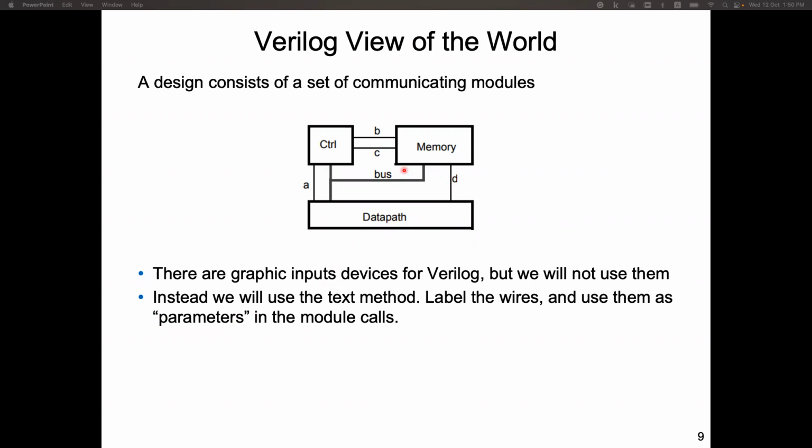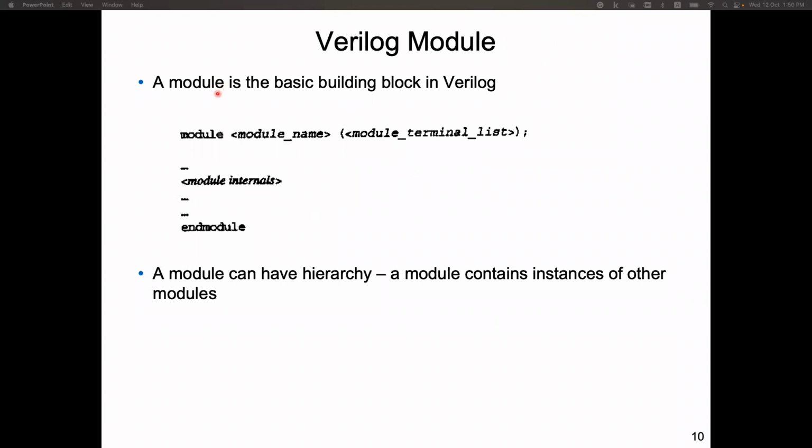A module is a basic building block in Verilog. A module is a block of hardware with inputs and outputs. The syntax of a Verilog module looks like this. You start with the fixed keyword module. That's the first line, module, followed by the name of the module. You name this module.